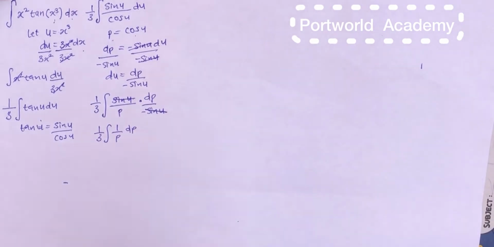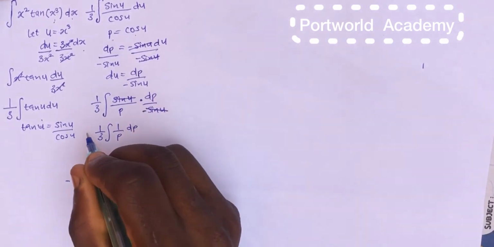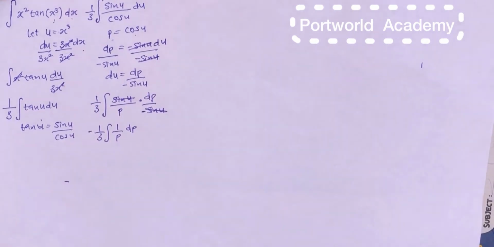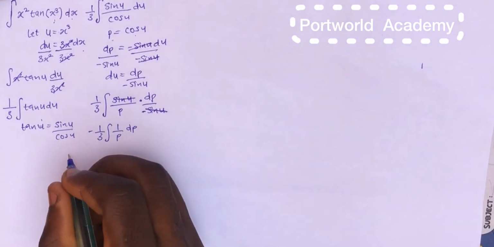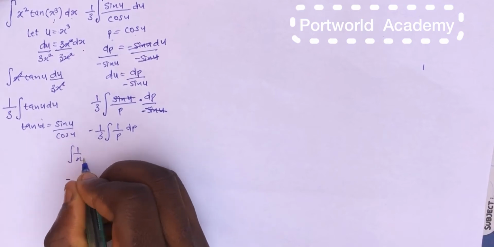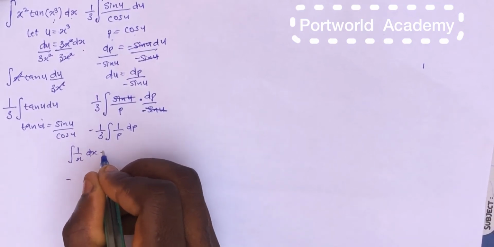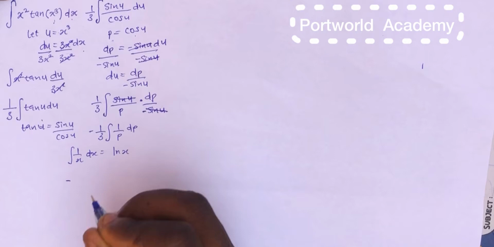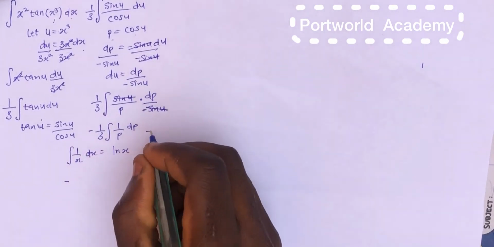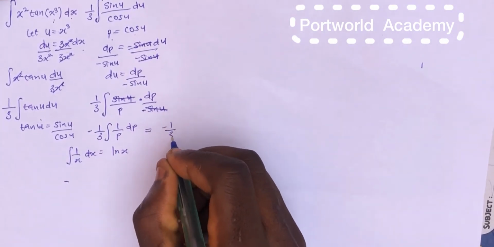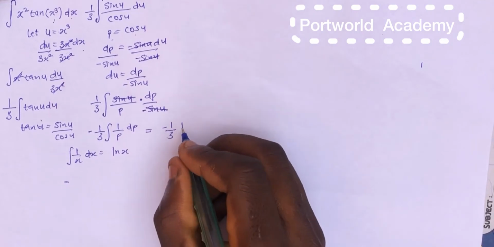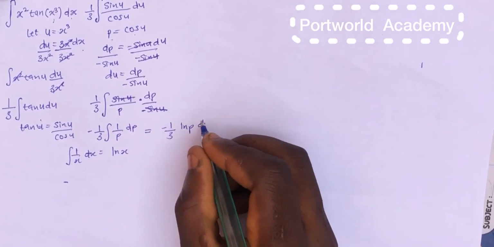Don't forget we are having this minus, so we can simply bring out this minus. We can recall that if you are having the integral of 1 over x dx, it is the same as writing ln x, right? So here we are having minus 1 over 3 times the integral of 1 over p, which is also the same as ln p plus c, right?